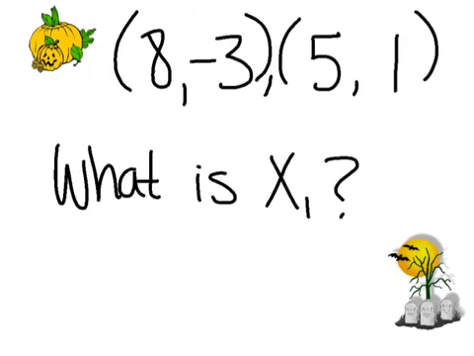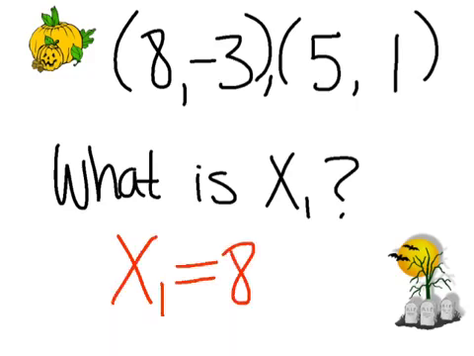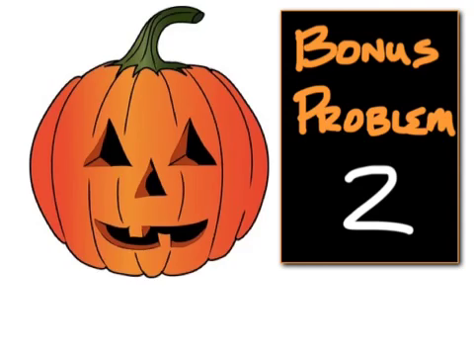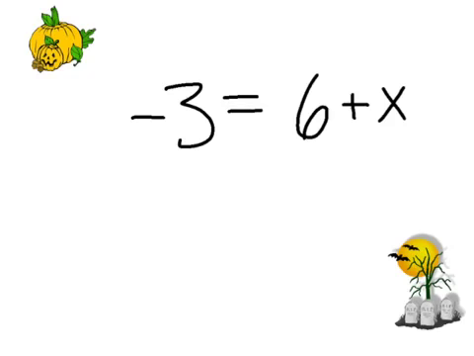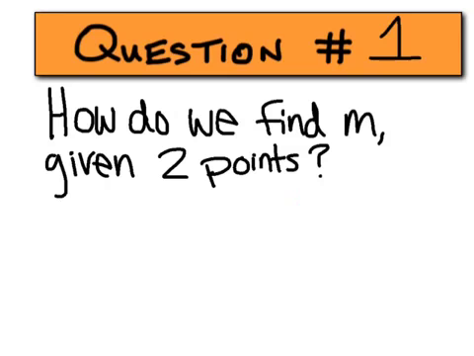Practice problem number 2. Our points are (8, -3) and (5, 1). What is our x1 value? 8. Right. If you had 8, go ahead and come on up. Answer for the bonus problem should be -9.